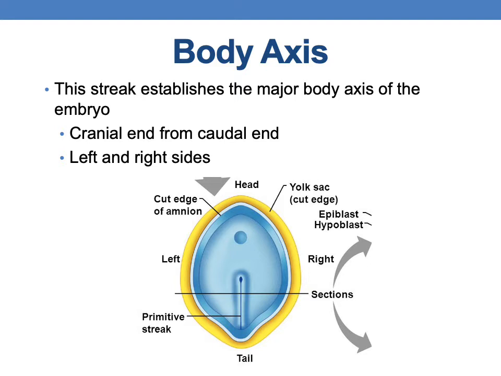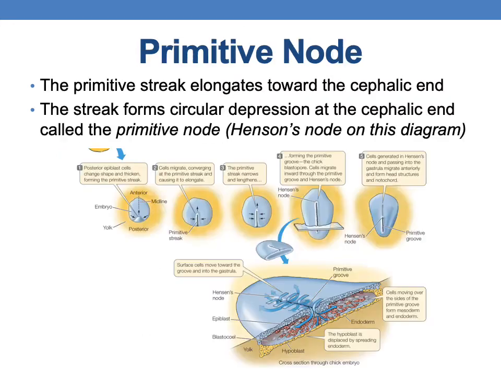Now let's talk a little bit about terminology. When referring to the cranial end of an embryo, I can also use the terms cephalic end and/or rostral end. All 3 terms, cranial, cephalic, and rostral, refer to the head region of the embryo. So please do not let my interchanging of these terms confuse you.